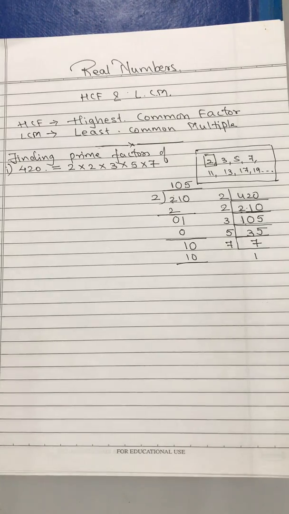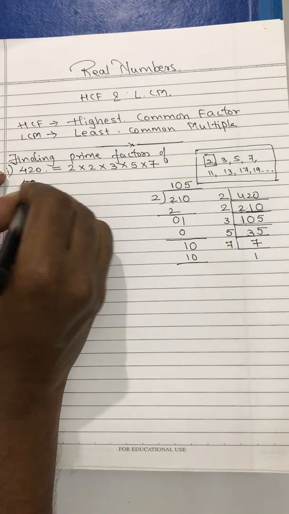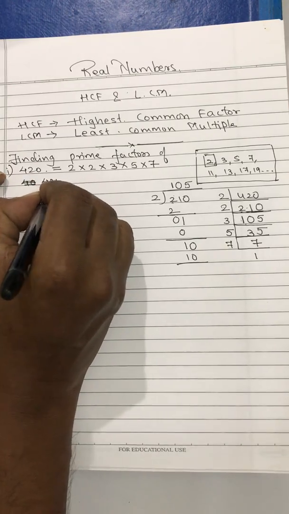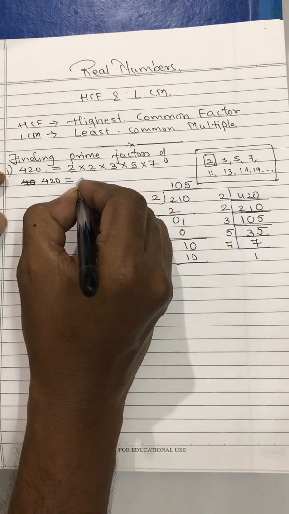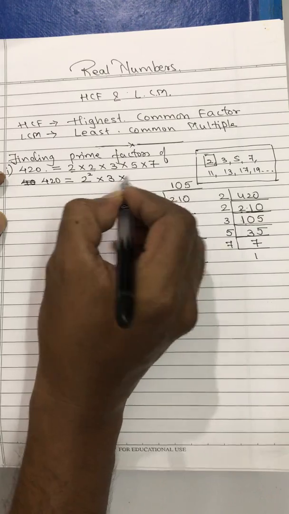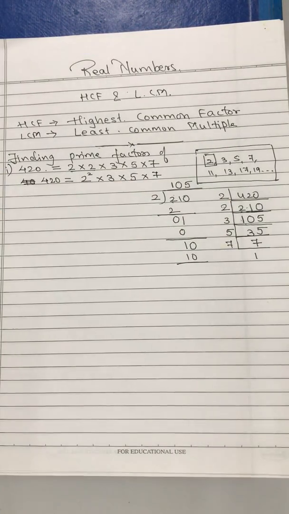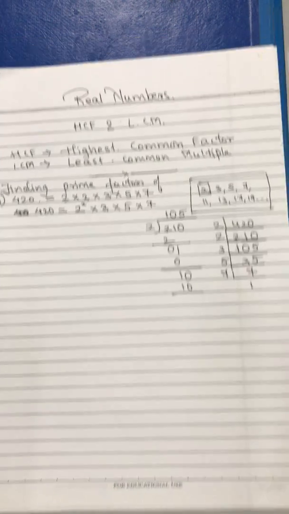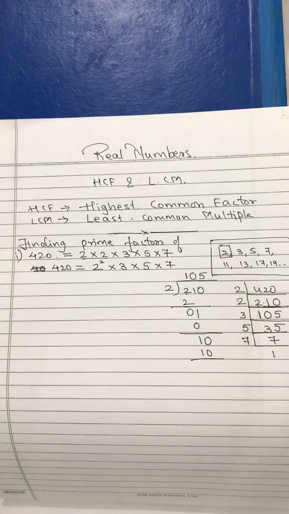But if you write them into the power form, so 420 is equal to, now there are 2 2s, so I'll write 2 raised to the power of 2 into 3 into 5 into 7. Why do you have to write them in the power form? That is also important, because afterwards you will be requiring that. So that is how you will find the prime factors.